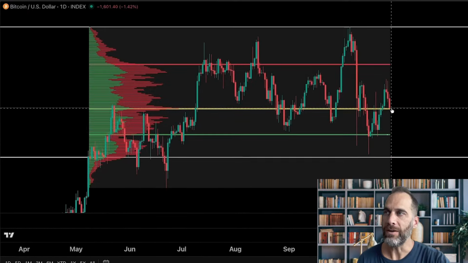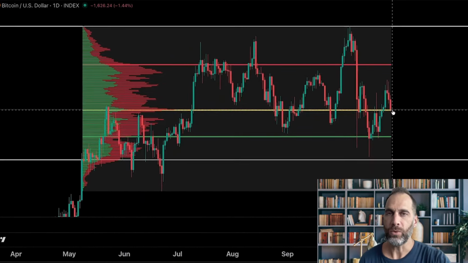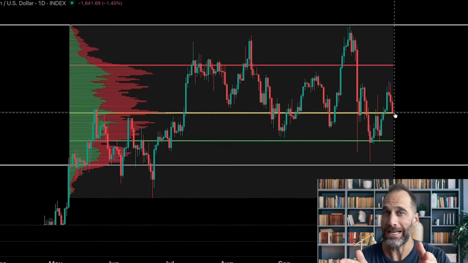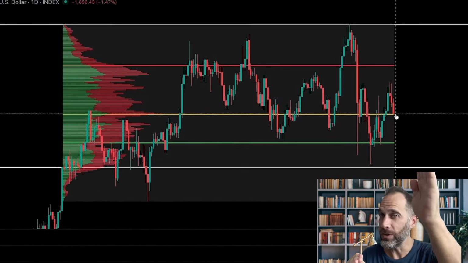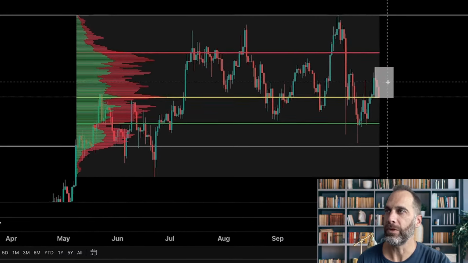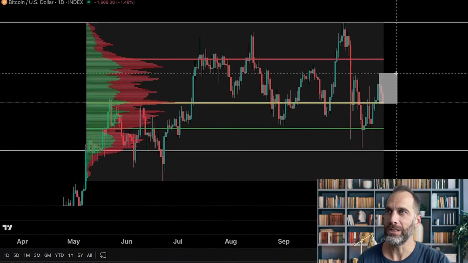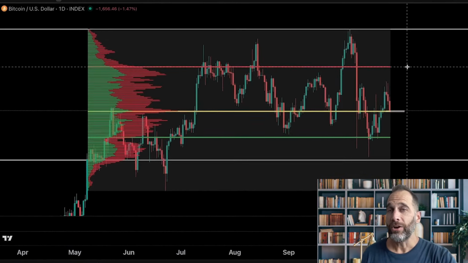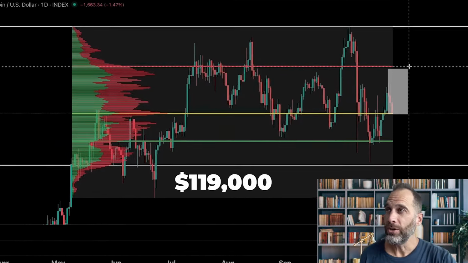Now, above this, by the way, taking a long position today is a decent idea right now. Going into FOMC, we could technically, not financial advice, but technically we should hold this level and rally up from this level and try to at least test 116.4, or best case, the value area high right at 119,000 per Bitcoin.